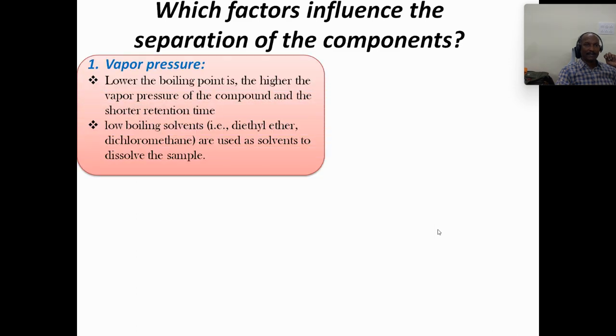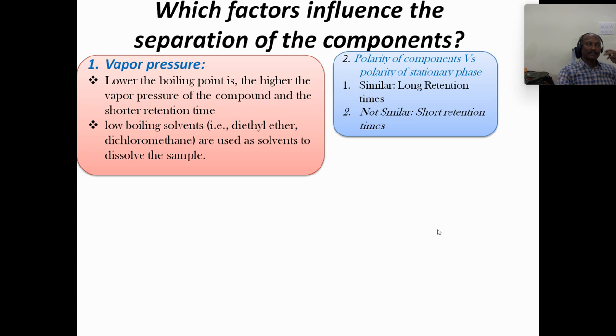What are the various factors that can influence the components? The first and foremost impacting factor in this case is vapor pressure. The lower the boiling point is, the higher the vapor pressure of the compound and the shorter the retention time. That's why the boiling point influences the vapor pressure, and this influences the retention time.